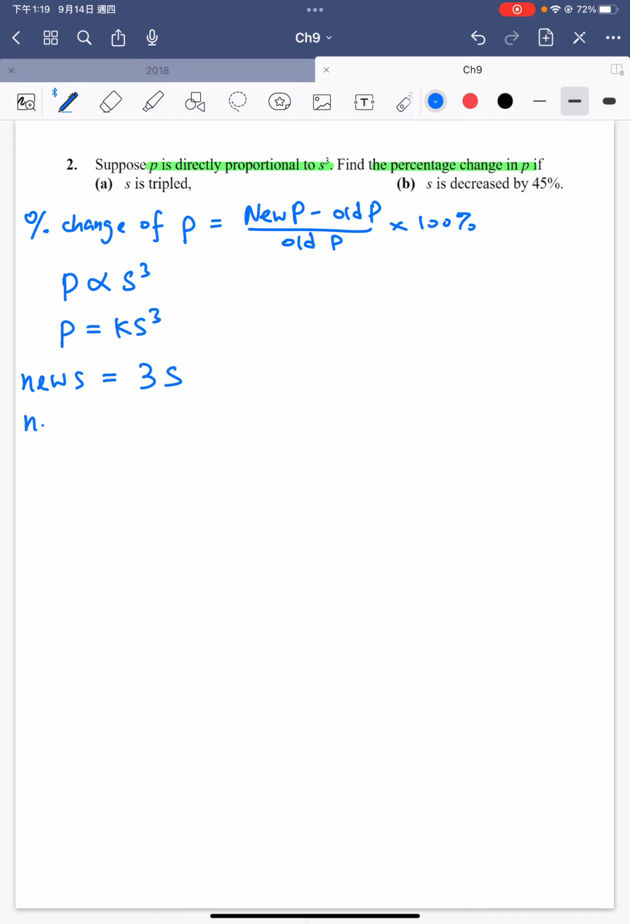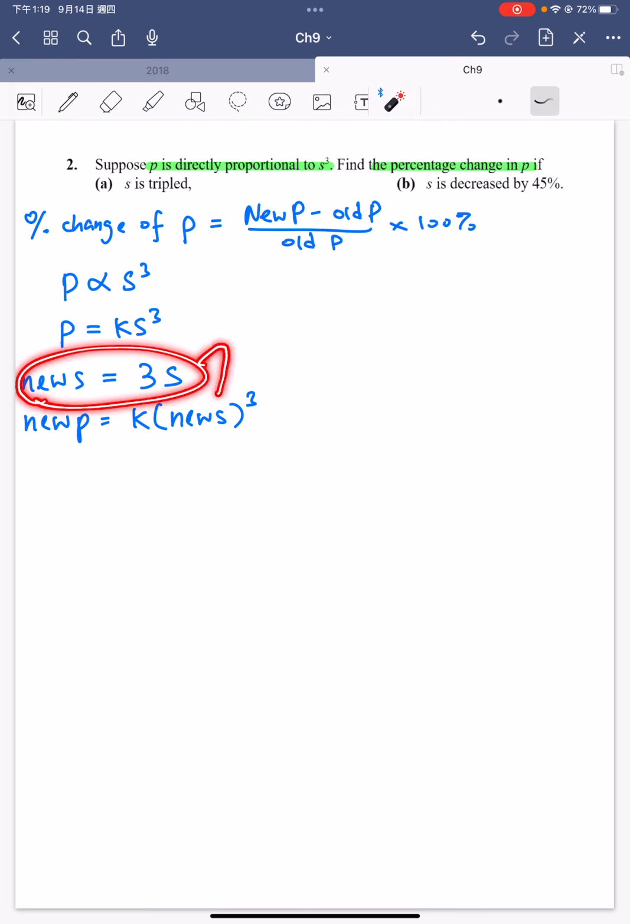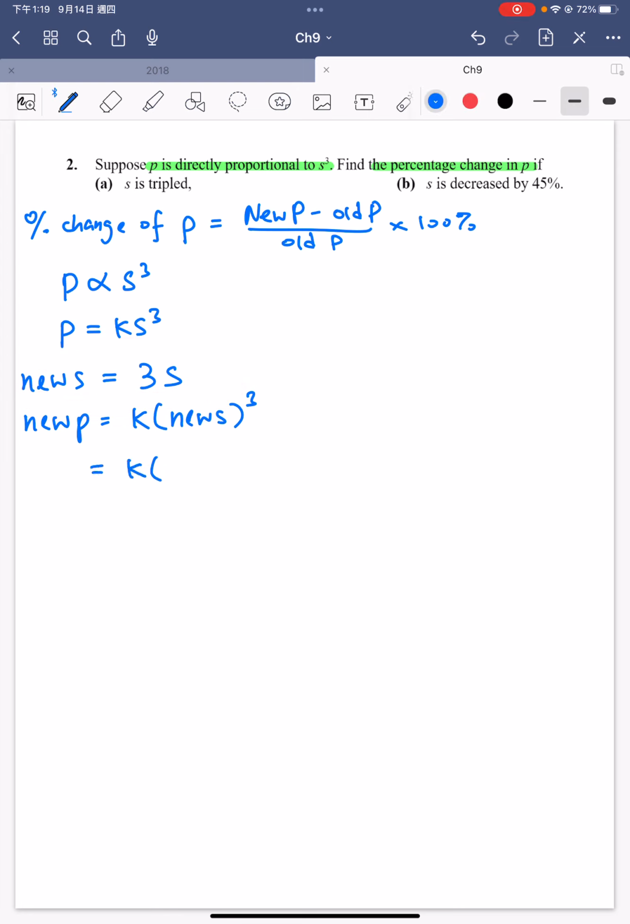Then now we can find out our new p. Because p and s have a relationship, p can be written as ks cubed. So new p can be written as k times new s cubed. Then we substitute this new s equal to 3s here. Then we have the new p is equal to k times 3s cubed. Then how can we do this one?